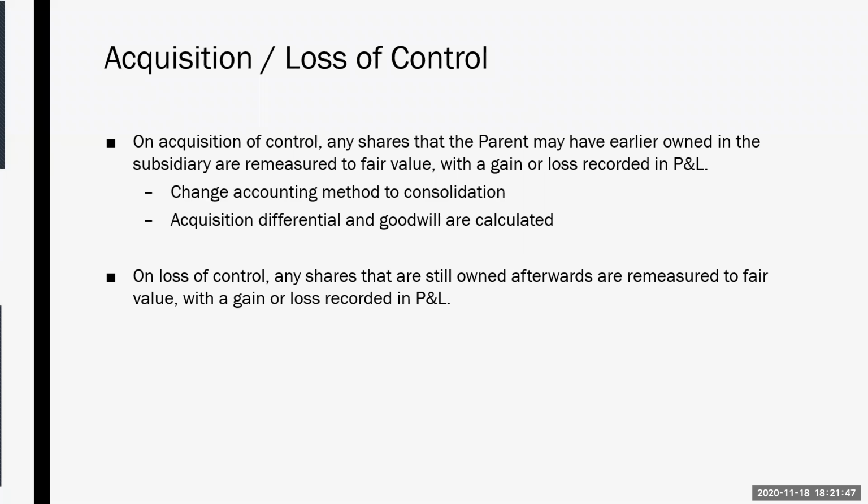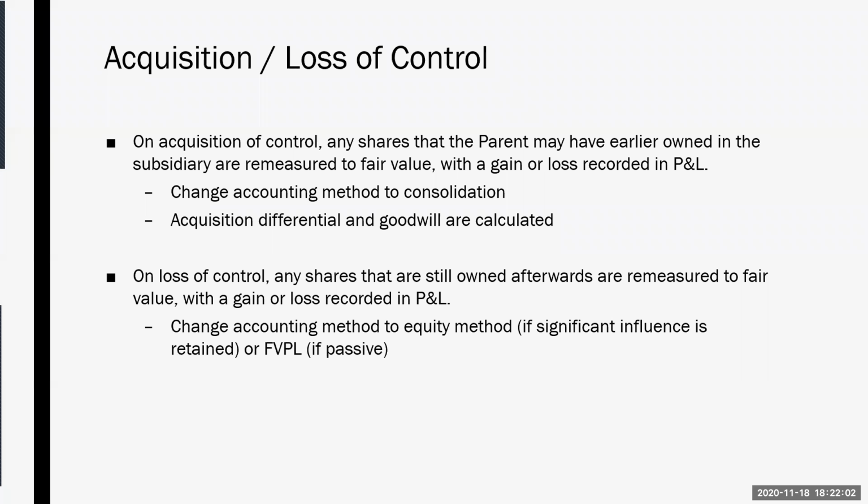If, on the other hand, the parent company loses control, then any shares that it may continue to own after the loss of control have to be remeasured, and any resulting gain or loss goes through profit or loss. The accounting method will change from control, the consolidation, to the equity method if significant influence is still retained, or fair value profit or loss if it becomes a passive investment.